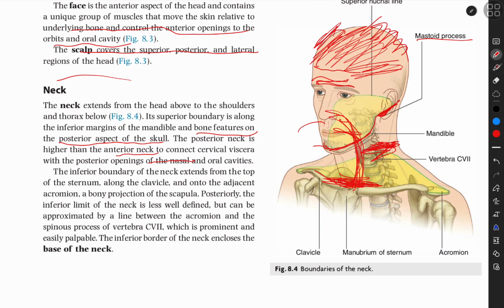Yeah. The inferior boundary of the neck extends from the top of the sternum. Yes, so this is the manubrium of the sternum. The manubrium is here. This is the rest of the sternum, and this is the xiphoid process. Manubrium of the sternum along the clavicle, along both the clavicles, and onto the adjacent acromion. This is the acromion of the scapula.